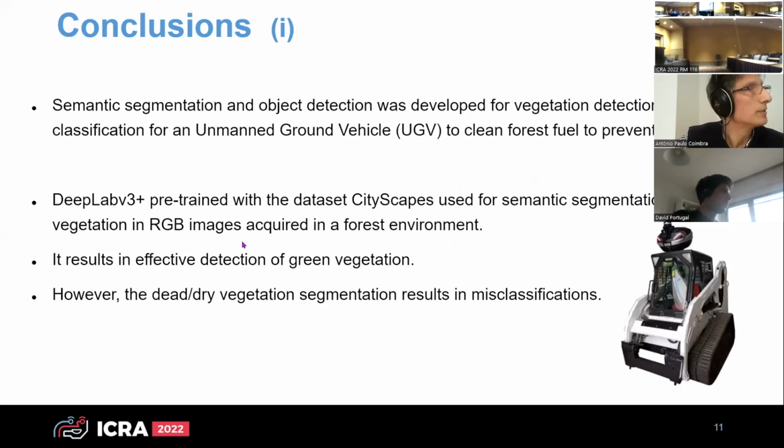So, the conclusions. We have made the semantic segmentation using the two models. This is done to clean forest fuel to prevent fires by an unmanned ground vehicle. Using the DeepLab pre-trained model, the results were effective in detecting green vegetation, but in detecting dry or cut vegetation, there were some misclassifications.